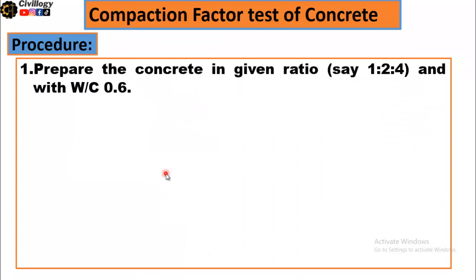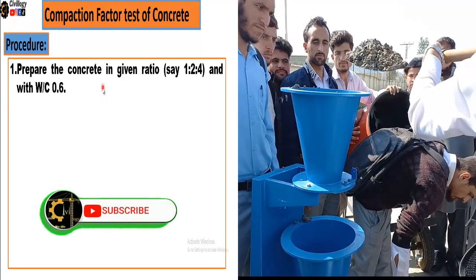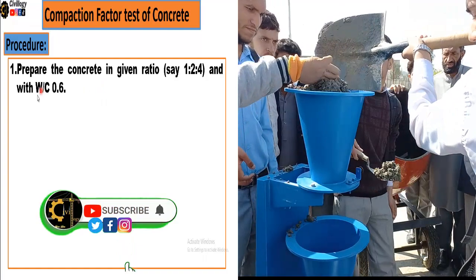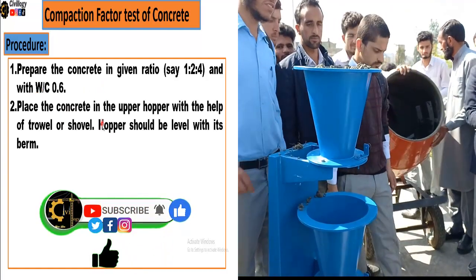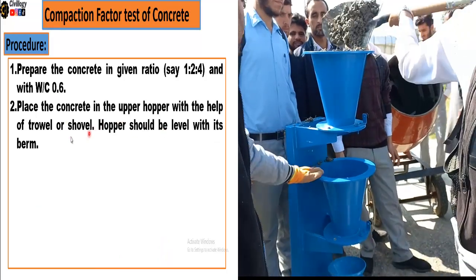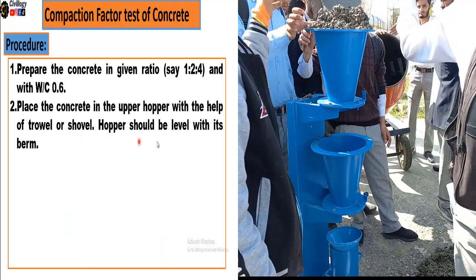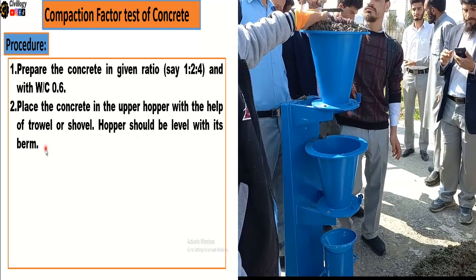If we talk about the procedure, first of all we have to prepare a concrete of the desired ratio, say 1:2:4, and the water cement ratio we used was 0.6, and place the concrete in the upper hopper with the help of a trowel or shovel. The hopper should be level with its brim.